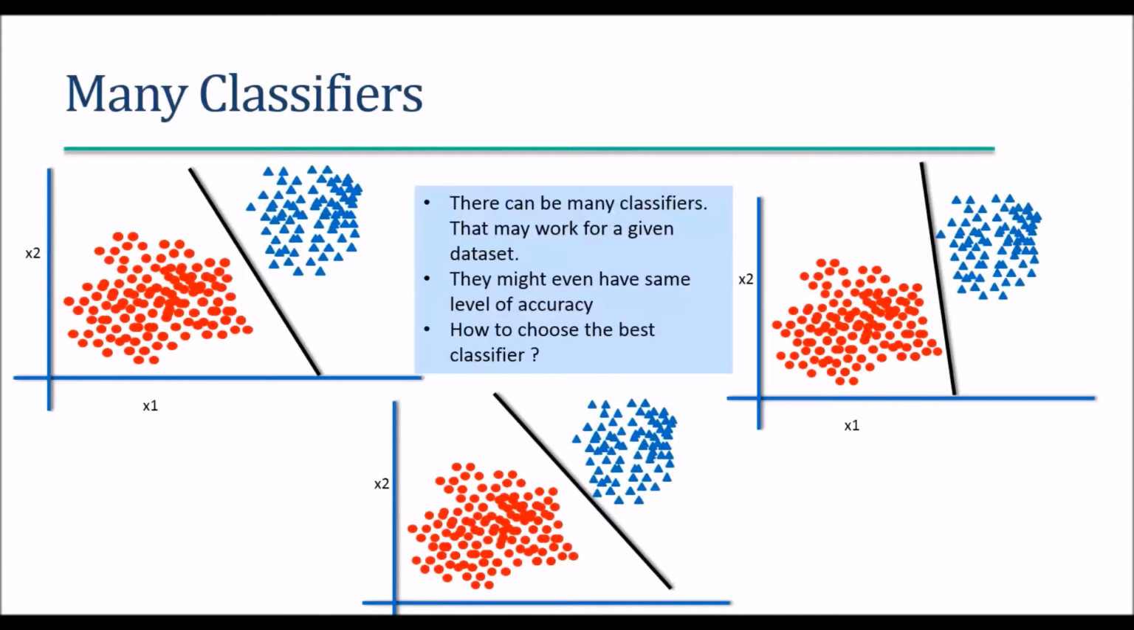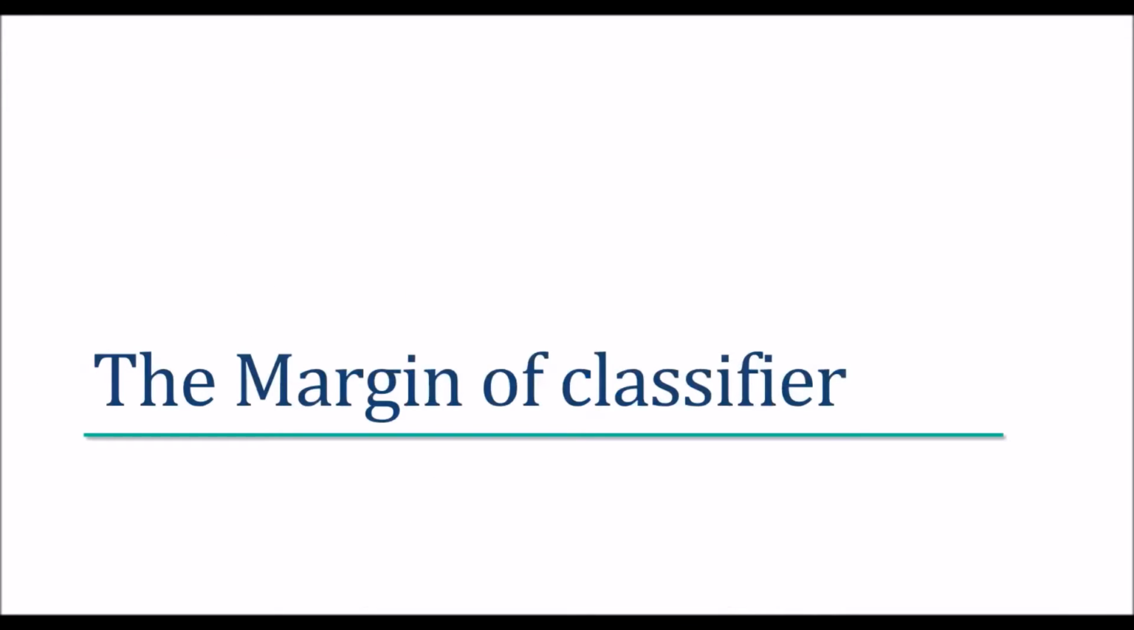We might have many classifiers. A classifier need not be unique. There can be many classifiers that do a good job of separating good from bad, or separating two classes. But how do we choose the best classifier out of the lot? In this example we have three classifiers. They are all dividing or classifying the two classes, blue and red. But how do we know which one is the best classifier? Maybe we can see the margin of the classifier. Based on that we can find out the best classifier from a given lot.